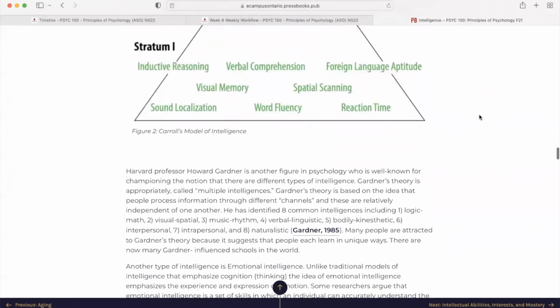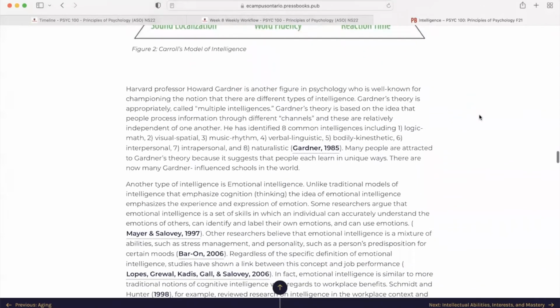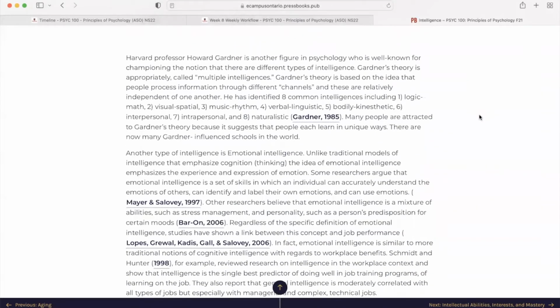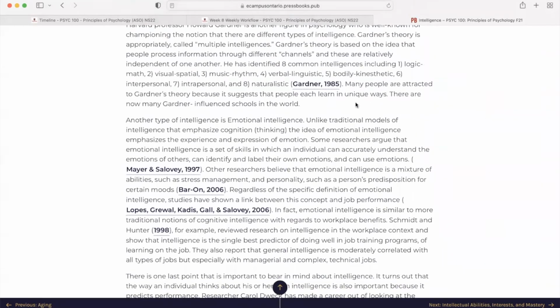Harvard professor Howard Gardner is another figure in psychology who is well known for championing the notion that there are different types of intelligence. Gardner's theory is appropriately called multiple intelligences. Gardner's theory is based on the idea that people process information through different channels, and these are relatively independent of one another. He has identified 8 common intelligences, including 1, logic-math, 2, visual-spatial, 3, music-rhythm, 4, verbal-linguistic, 5, bodily-kinesthetic, 6, interpersonal, 7, intrapersonal, and 8, naturalistic. Many people are attracted to Gardner's theory because it suggests that people each learn in unique ways. There are now many Gardner-influenced schools in the world.